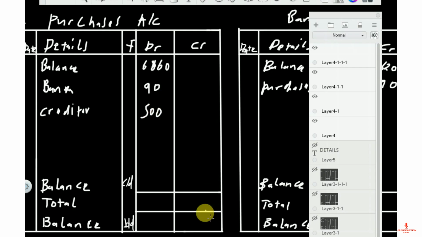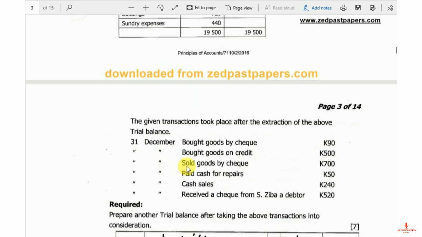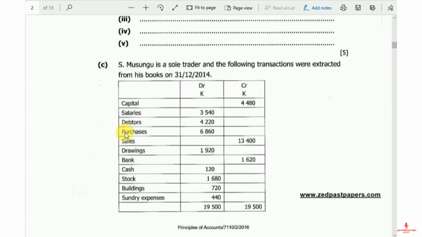Let us take a look at another transaction. Another transaction reads: sold goods by check amounting to 700. So sold goods by check. The two types of accounts that are going to be affected there, we're going to have the bank account. We're also going to have the sales account. And if we take a look at the information that we have been given, the sales, we have been given the sales there as 13,400. So which means we have the balance for sales.